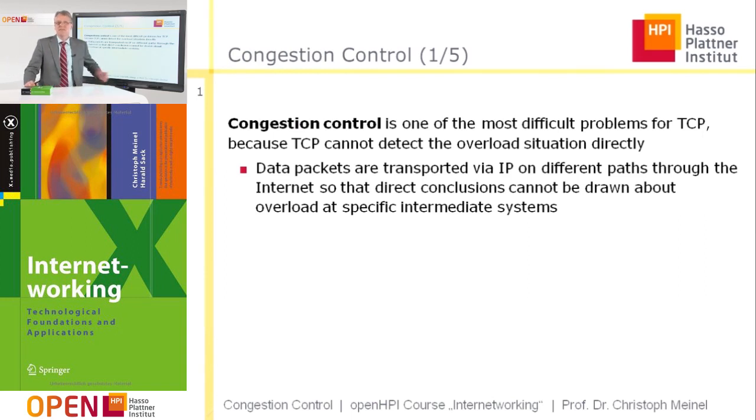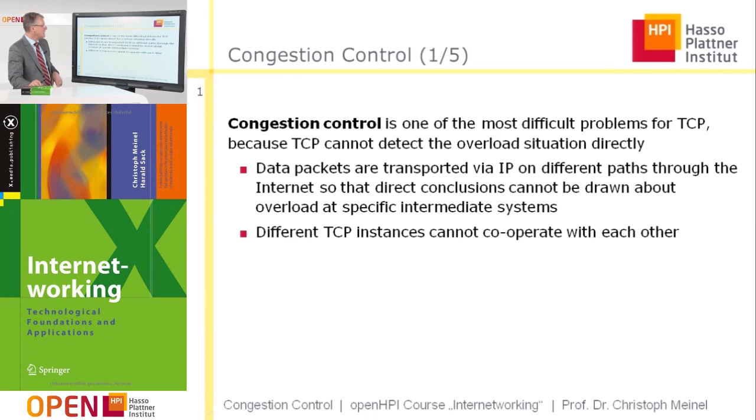The data packets in the network are transported via Internet protocol. They can be transported over different paths through the Internet. So no direct conclusion can be drawn about overload on specific intermediate systems. Also, different TCP instances cannot interact. Only the two TCP instances that are connected by a virtual connection can cooperate. Other TCP instances on other pairs of communication partners cannot interact with each other.